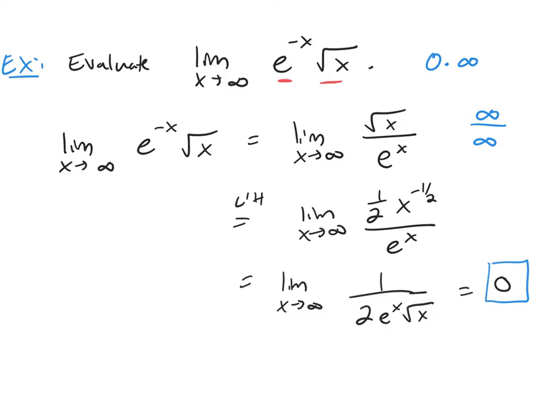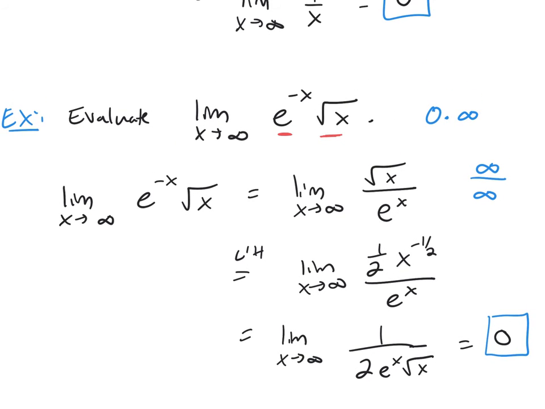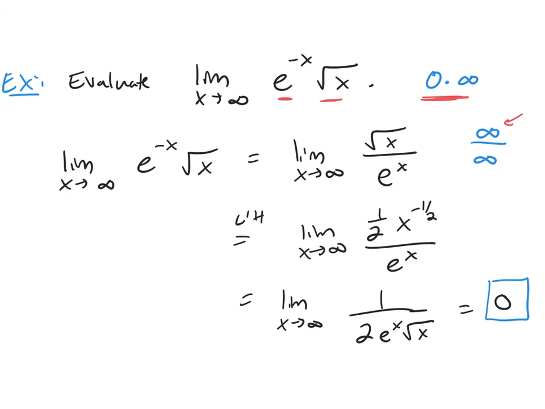You're going to do this anytime you get this indeterminate form where you get 0 times infinity. You're going to rewrite it so that it's a division, and you should have either infinity over infinity or 0 over 0. And then you can use L'Hopital's rule.